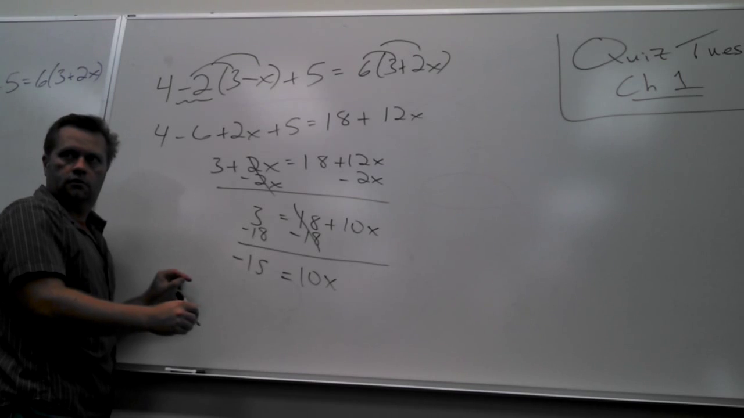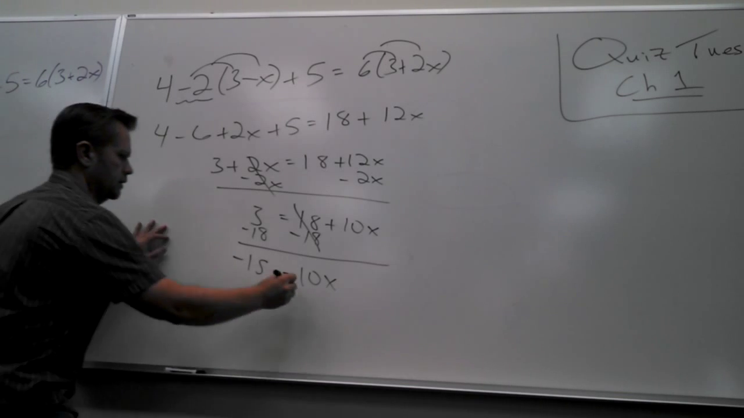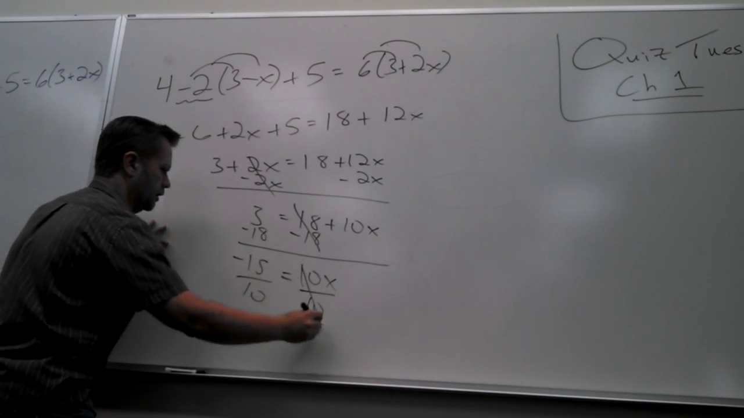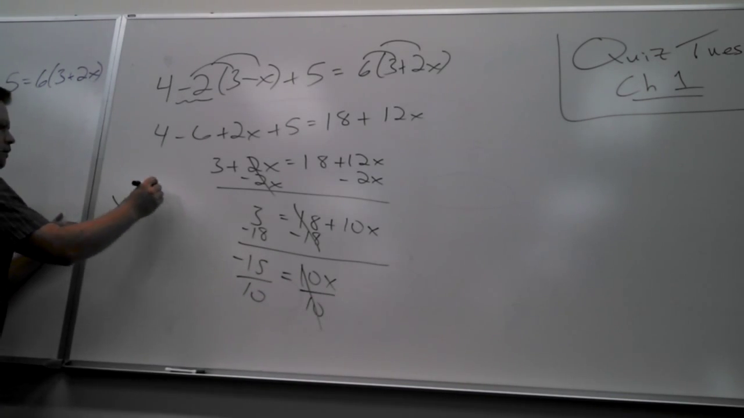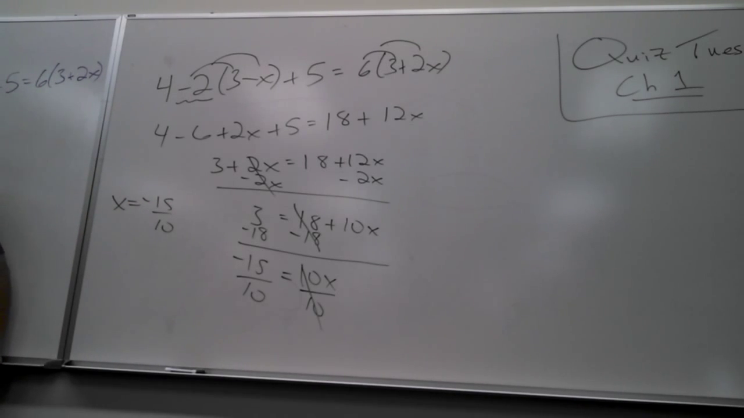Divide by 10. So you almost always divide last. So divide by 10. And what's wrong if I just stop there? If I circle that, I'm going to take points off. It's not in the lowest form. Good. It's not reduced form.